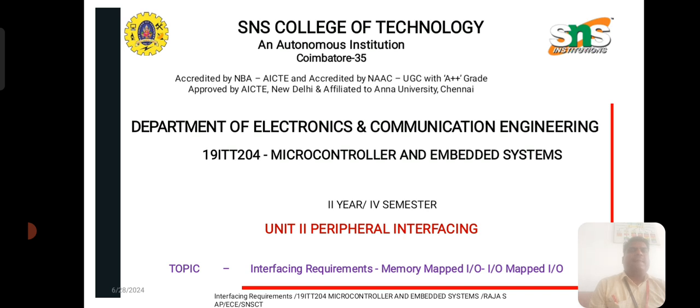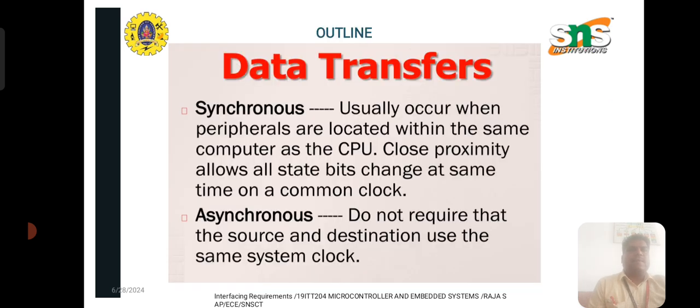For example, the output of 8086 can be viewed on an LED display, an LCD display, a buzzer, a motor, or an alarm system. So many output devices are there. Here I am going to discuss the basic interfacing requirements of memory mapped IO and IO mapped IO. IO means input output devices, and how these input output devices are linked with memory is going to be discussed here. There are two types of data transfers available.